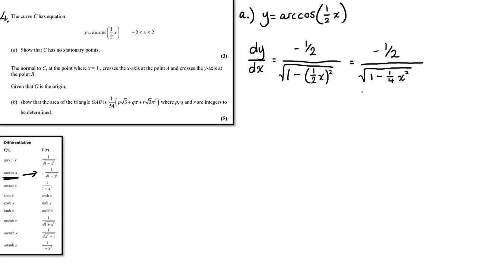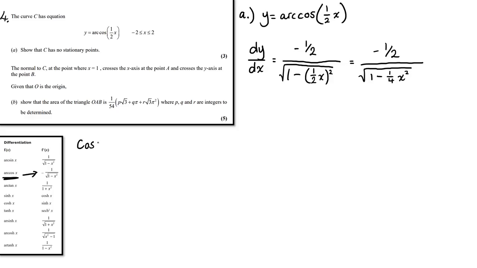So here, what we need to do now, and this is true generally when you're differentiating inverse trig functions, is we refer back to the original equation. So y equals arc cos a half x, and we need to rearrange this so we can get something in terms of x. Then we can substitute it back into our dy by dx. If we've got y equals arc cos a half x and we want x, then we need to take the cosine of both sides.